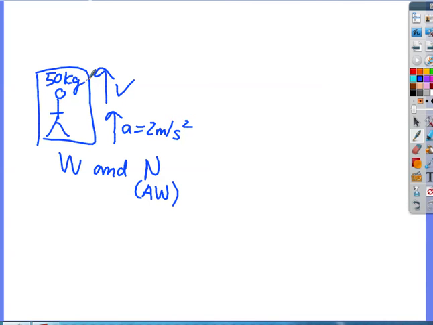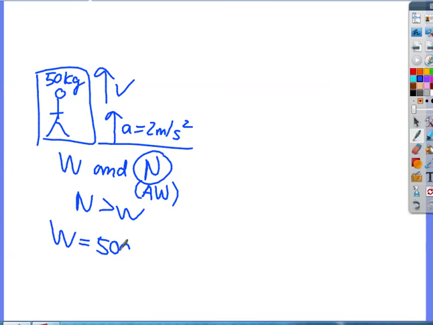Okay? So there's a couple things we can look at here. I'm accelerating upwards. What did I say about accelerating upwards? You're going to feel heavier. So I should see the normal be greater than the weight. Let's double check that. The weight will simply be 500 newtons, m times g.